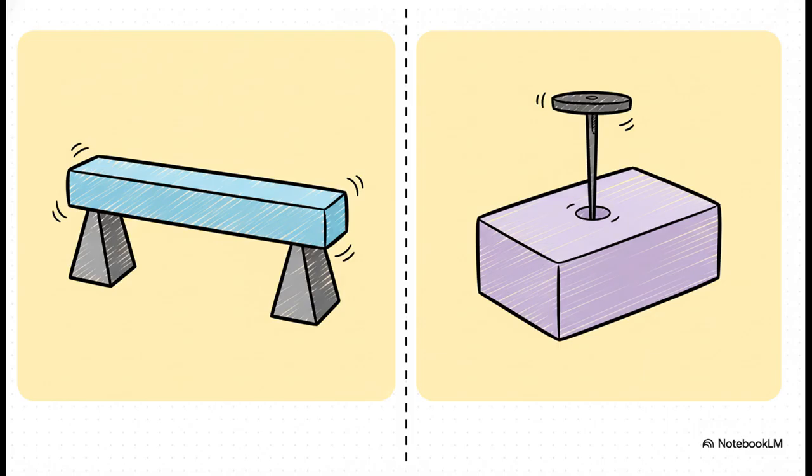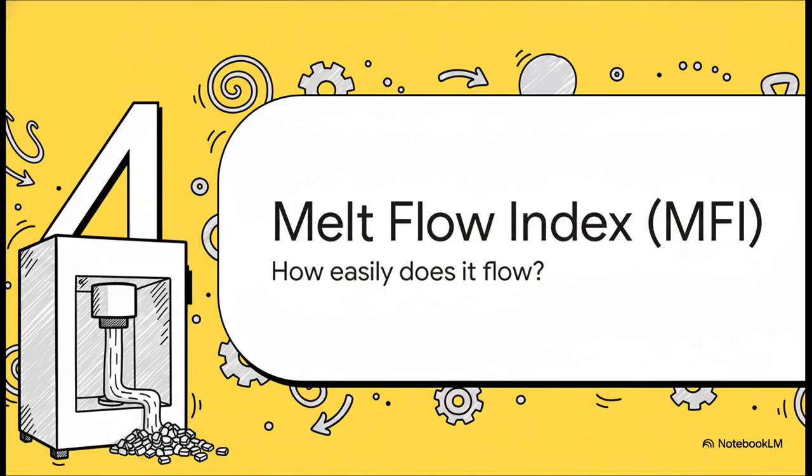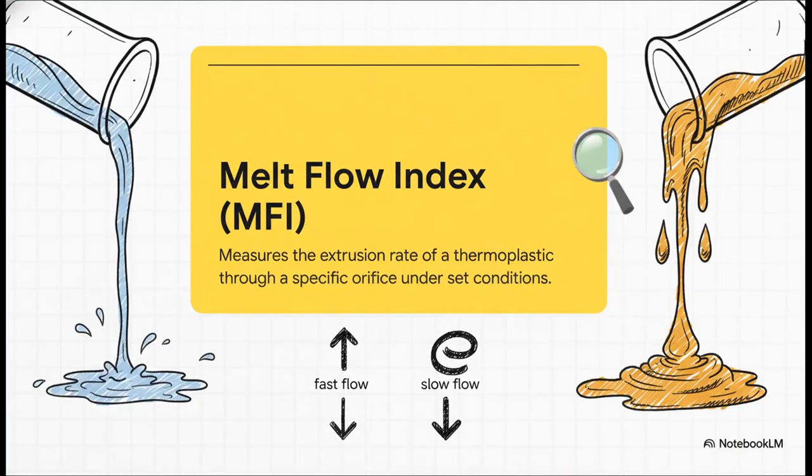important pieces of information. All right, our final test moves us away from how a plastic performs in the real world to how it behaves during manufacturing. So let's head over to the melt flow indexer. This test is all about processability. Okay, in simple terms, MFI tells you how runny or thick a plastic is when you melt it down.